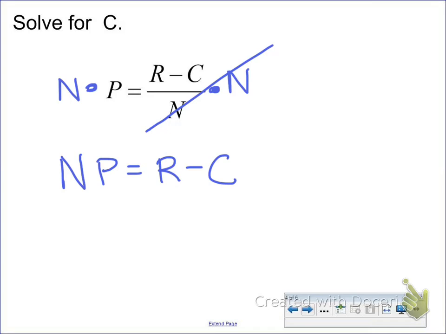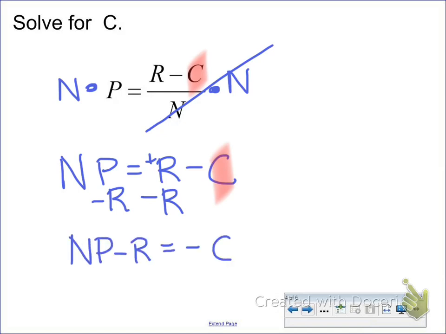Now I want to solve for c still. The other variable in question that needs to be moved is the r. So I need to subtract the r from both sides. Since there's an imaginary plus in front right here, I'm going to subtract it. So then I get n times p minus r is equal to negative c.